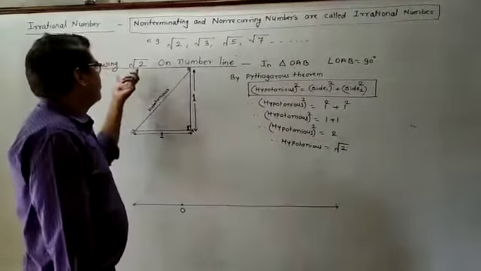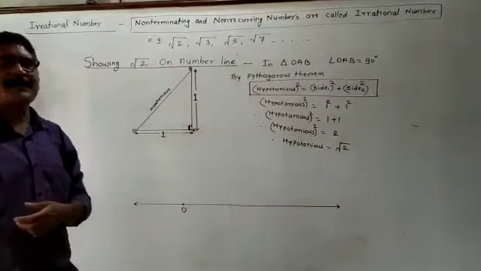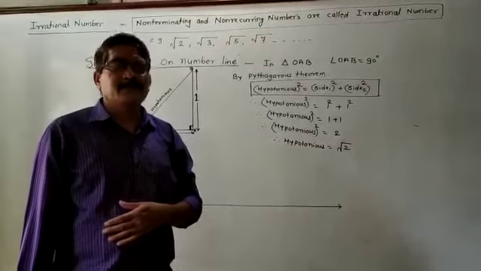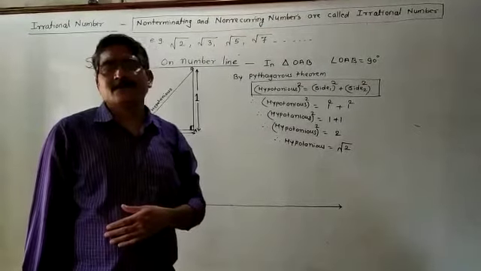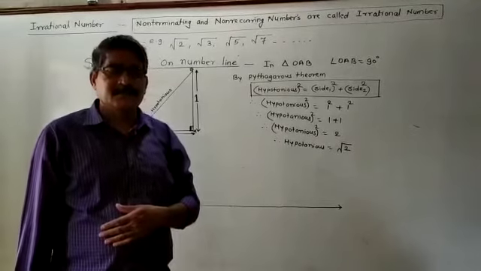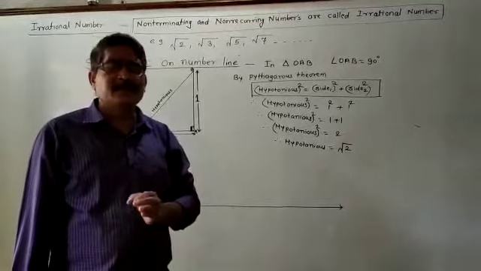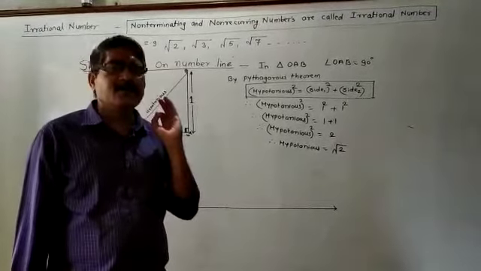If you want to draw the square root of 2 on the number line, I already explained the Pythagoras theorem. I explained that the square of the hypotenuse is equal to the sum of the squares of the remaining two sides. This is the Pythagoras theorem. And you have to utilize the Pythagoras theorem while drawing the square root of 2 on the number line.